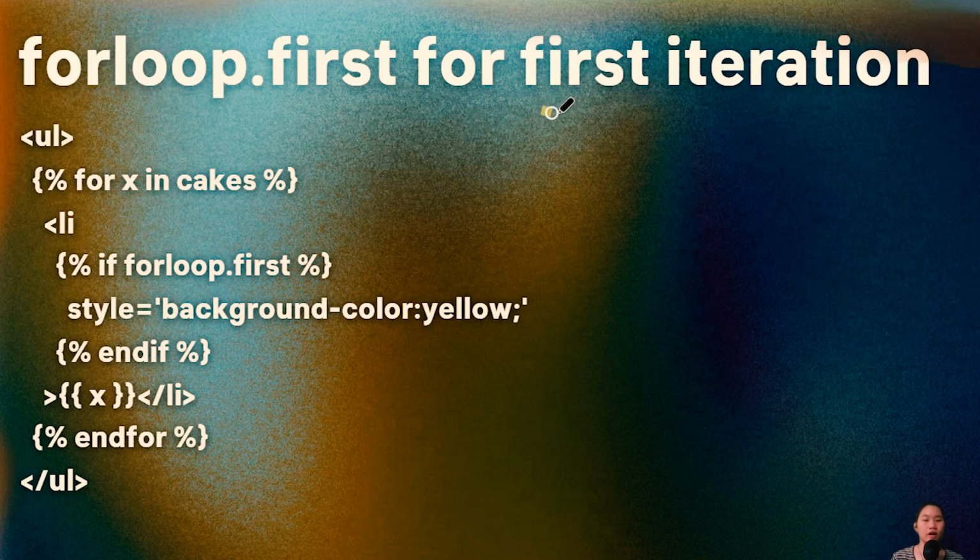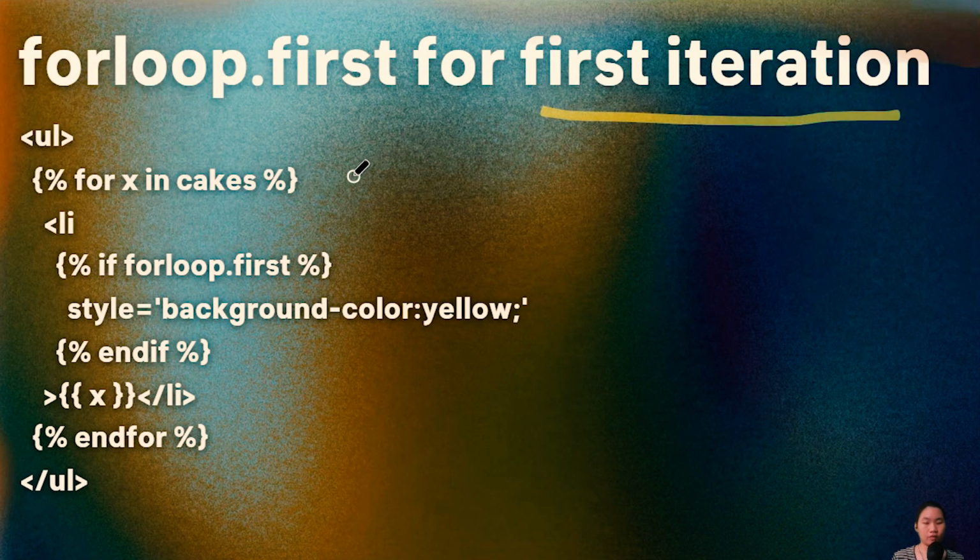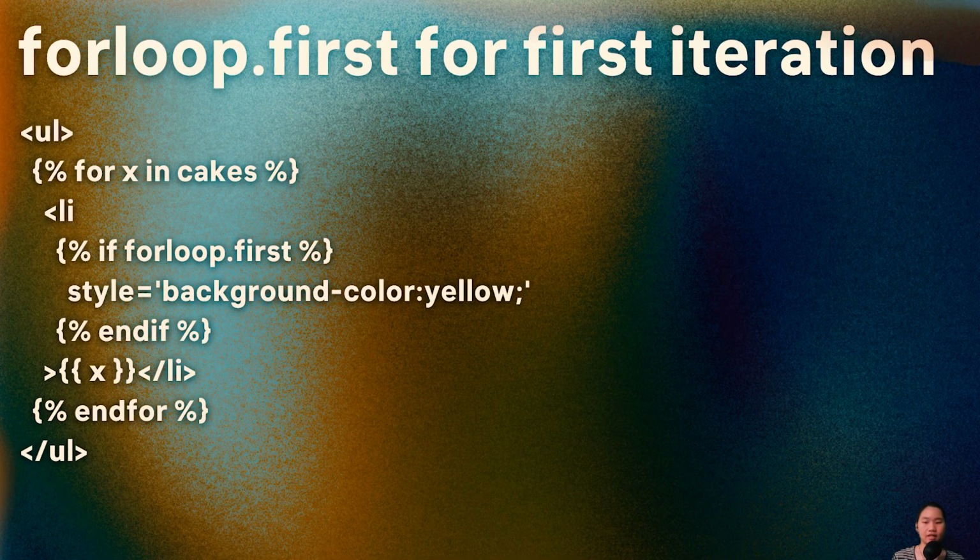forloop.first is for the first iteration. For x in cakes, opening list item tag. If forloop.first, style background color yellow. Okay, and then x, and we have endfor. So I made a mistake of putting all of this code before the opening of the list item. That's my bad. I'll double check it way better next time. And we end the unordered list.